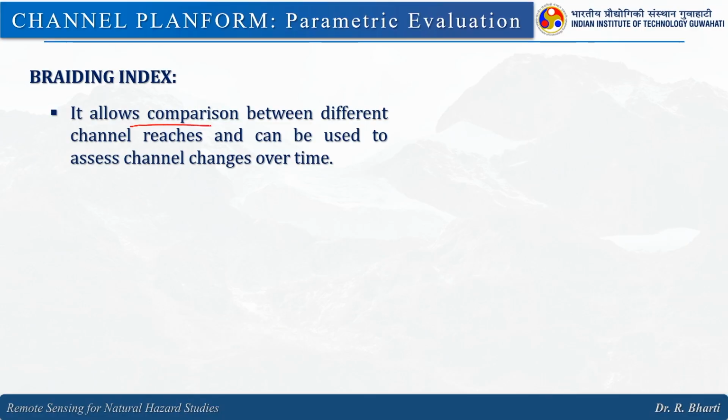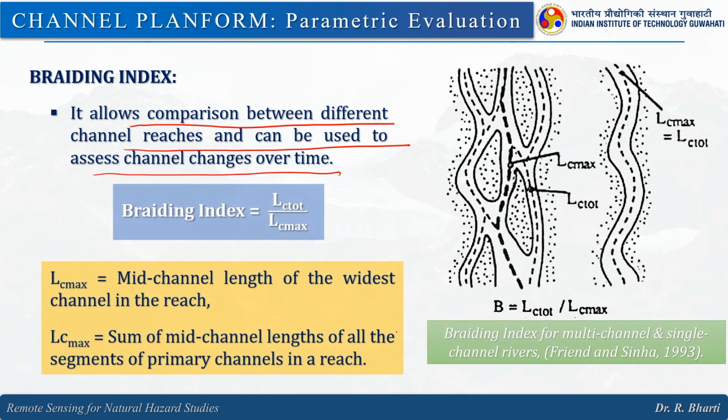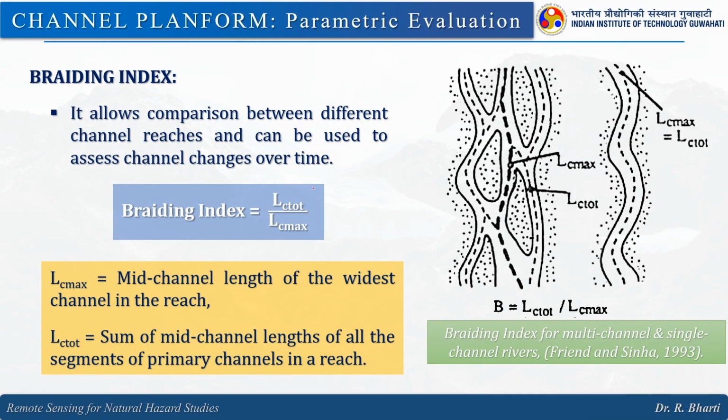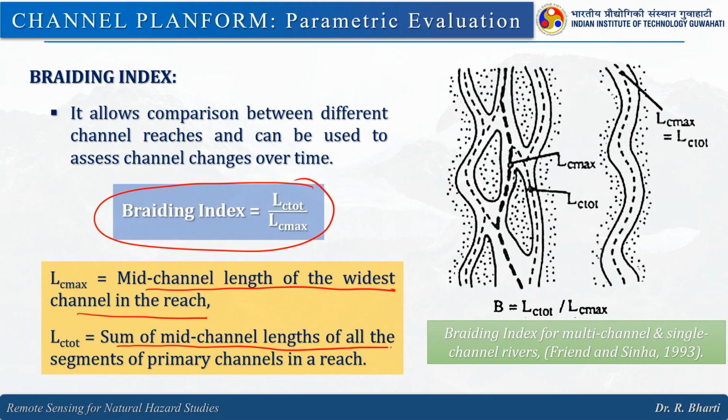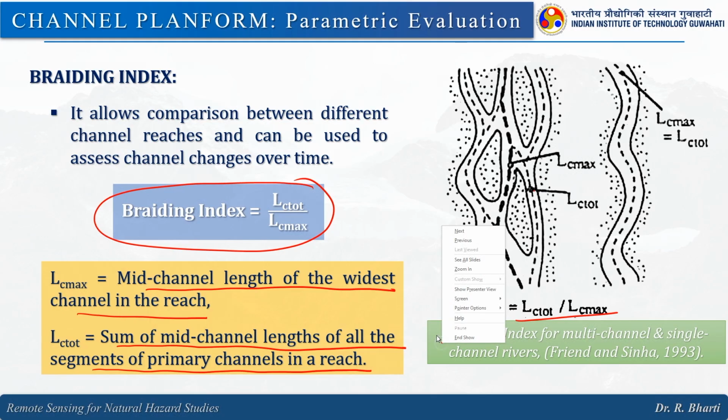Now, let us see the braiding index. It allows comparison between different channel reaches and can be used to assess channel changes over time. The braiding index can be calculated using this equation. Here we are using the mid channel length of the widest channel in the reach, and then we are using the sum of mid channel length of all the segments of primary channels in a reach, right. Here you can see LC total and LC max, how it is being used. So, this defines the braiding pattern.